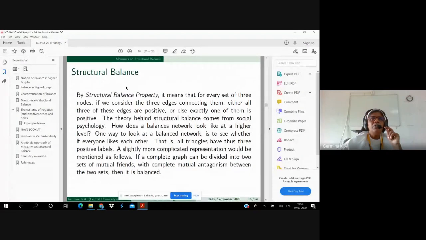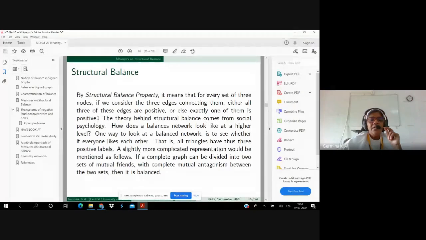For them, they do not use mathematics, but they are using mathematics theory without knowing that they are using mathematics. So let us have a look at what is the structural balance property. It means that for every set of three nodes, we consider the three edges connecting them. Either all three of these edges are positive, or else exactly one of them is positive.